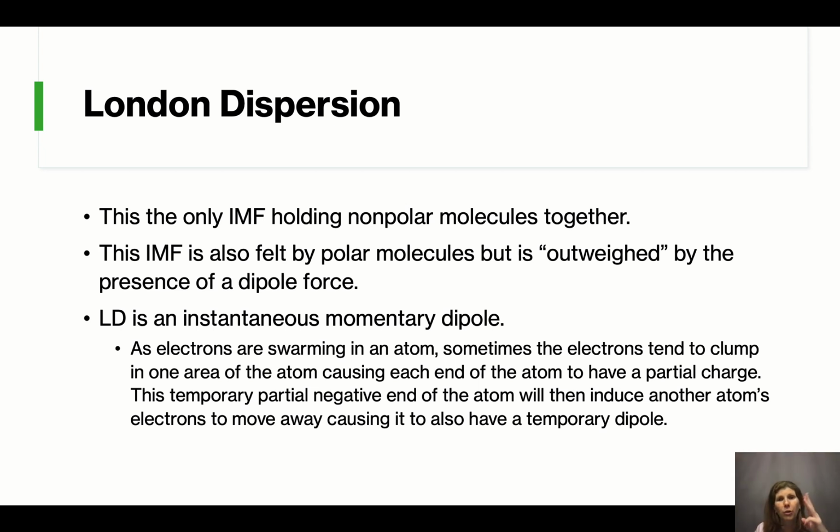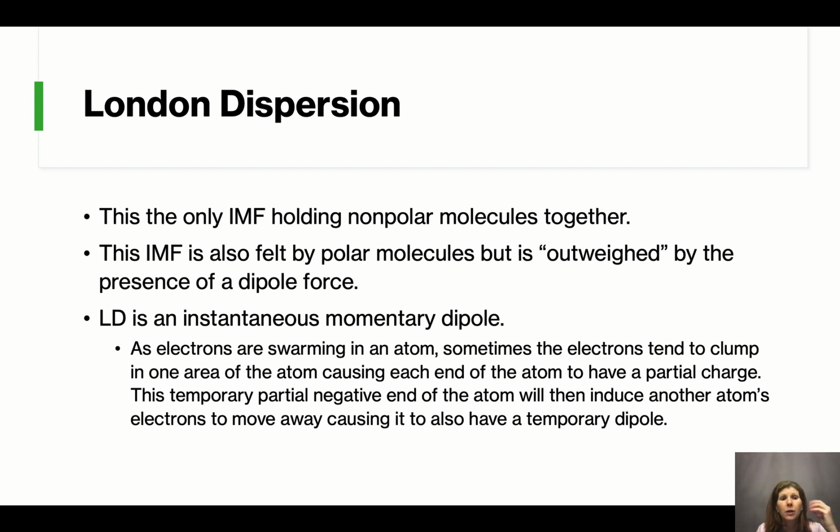All right, so our third type that we're going to go through is London dispersion. And London dispersion is the only IMF holding nonpolar molecules together. So if you have drawn your Lewis structure and you have determined that a molecule is nonpolar, the only IMF acting to hold those molecules together is London dispersion.